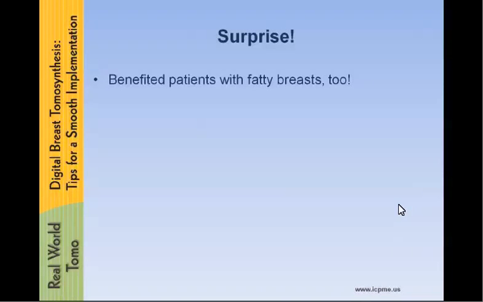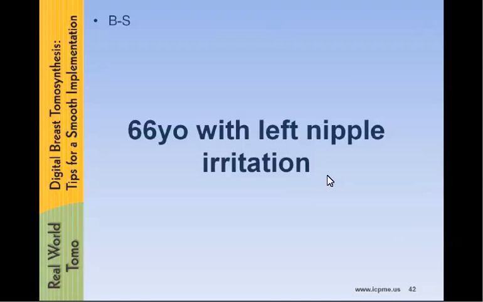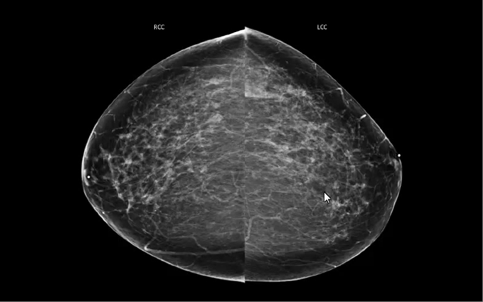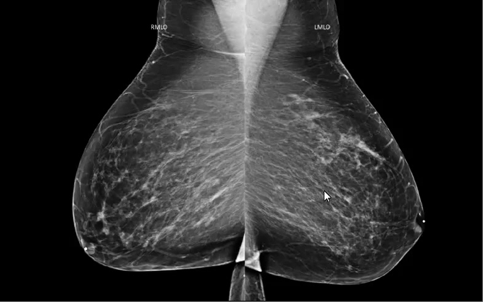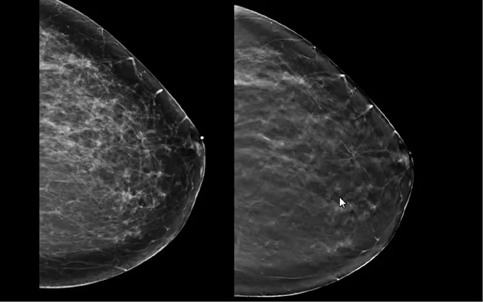What we did also find is that fatty-breasted women really had a benefit as well. And since we were offering it to anyone that requested TOMO, we had the benefit of learning this. This was a 66-year-old who came in with very chronic nipple irritation on the left side, so no new symptoms. CC and MLO views, these are fairly fatty breast tissues. And we didn't really suspect anything until we got to the TOMO.